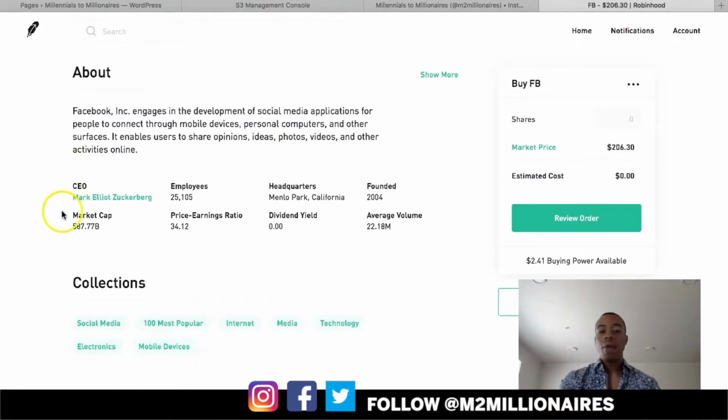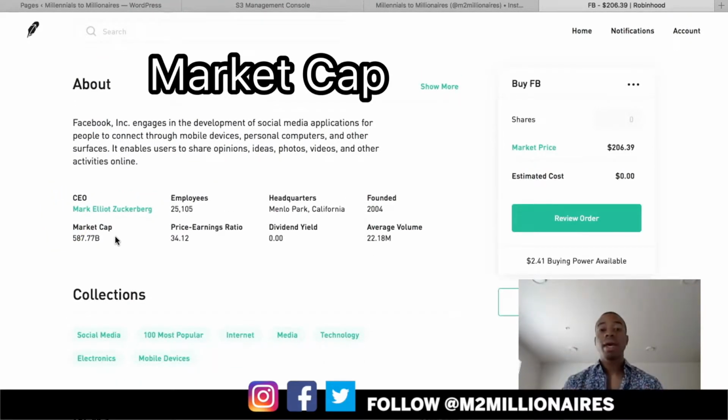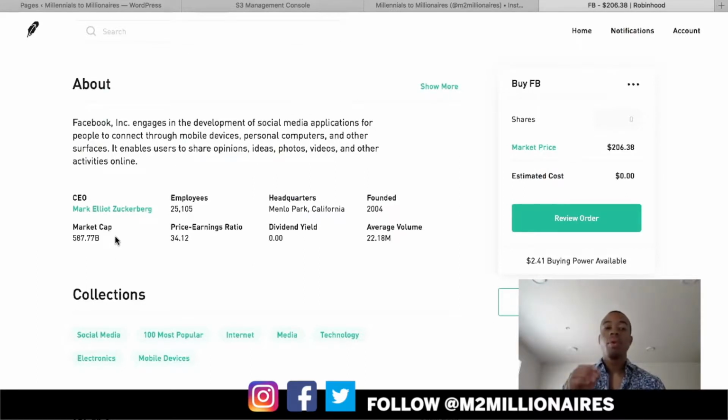If you scroll down, I want to talk about these numbers down here. What is a market cap? Now, the market cap is not really important for trading, but it's important as far as knowing how big a company is. So the market cap is pretty easy to come up with. The market cap is the amount of stocks out there in the whole entire world times the price.